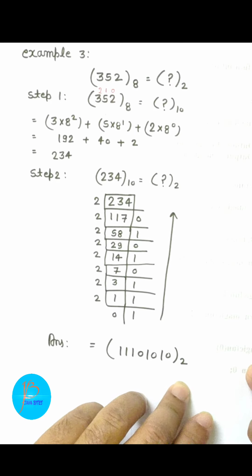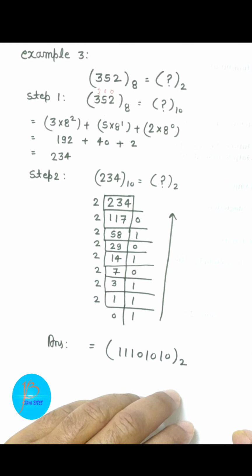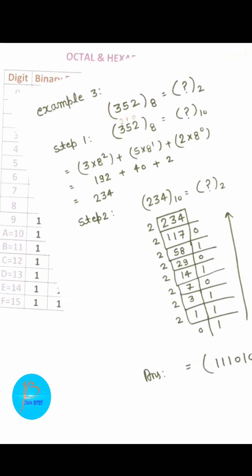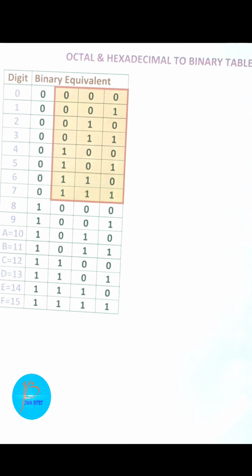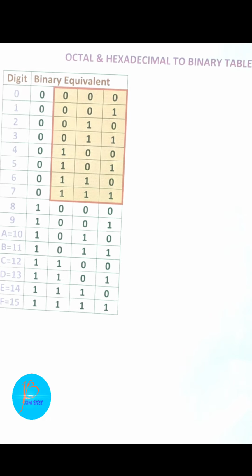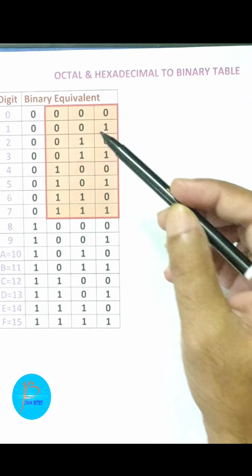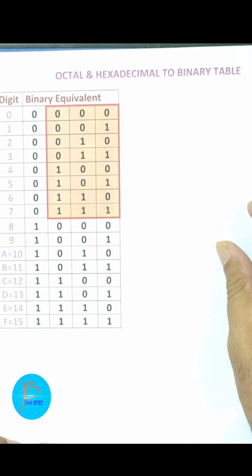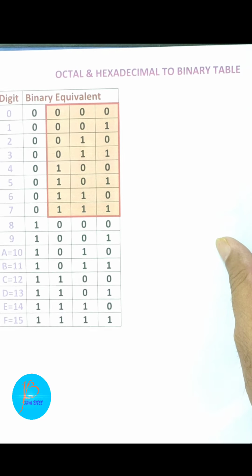But children, you know that it is a long process. Okay, and I will tell you one shortcut method for this calculation also, and for that purpose, children, you have to look at the sheet which is also attached with this lecture video. Okay, you have to go through the sheet very carefully. The sheet is titled octal and hexadecimal to binary table. Okay, children, and in this sheet you can see a table. Children, in this table I have shown you all the binary equivalents of octal and hexa digits.